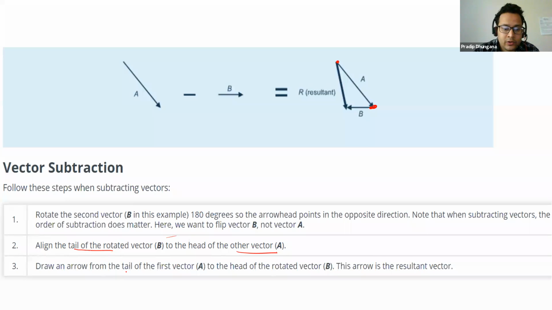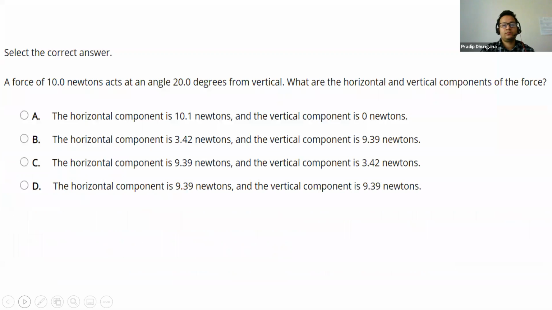Draw an arrow from the tail of the first vector A, this is our first vector A, to the head of the rotated vector B. And this arrow is the resultant vector. So in that way, we can subtract two or more than two vectors. Let's go to the next slide.